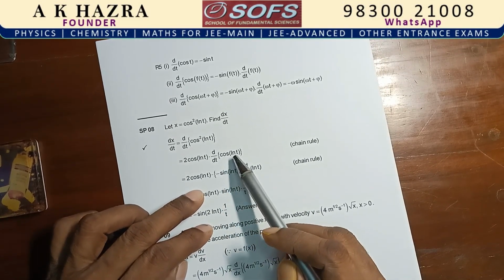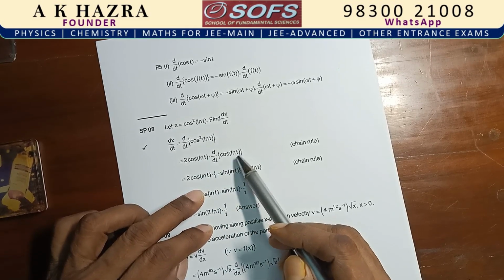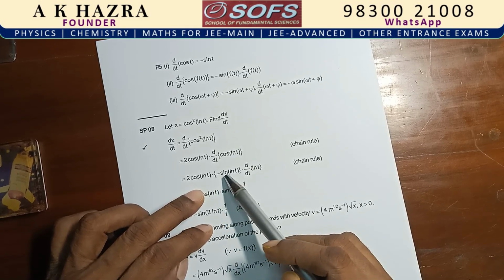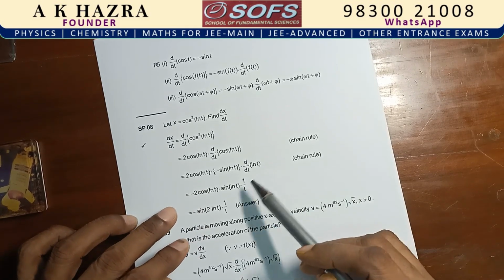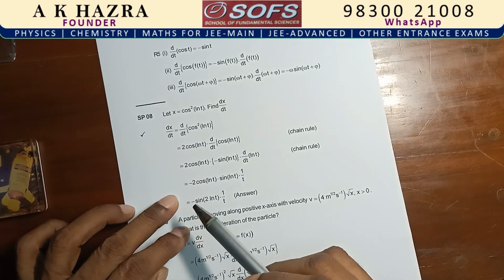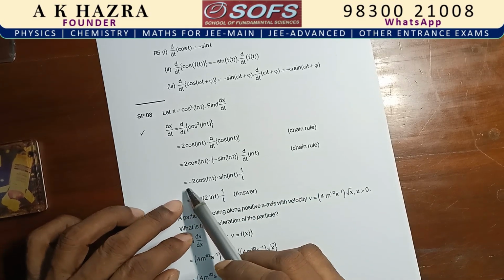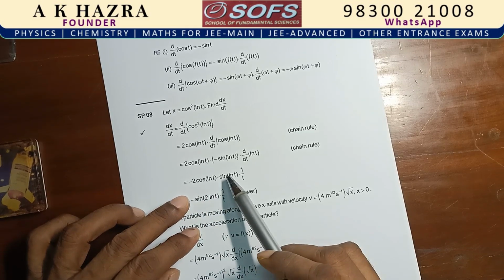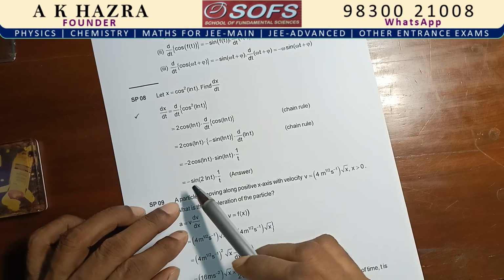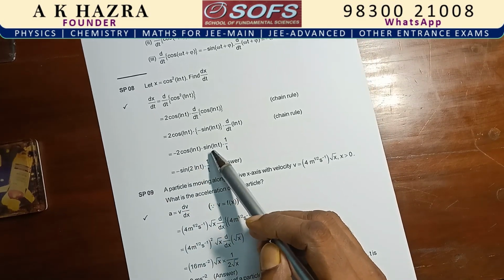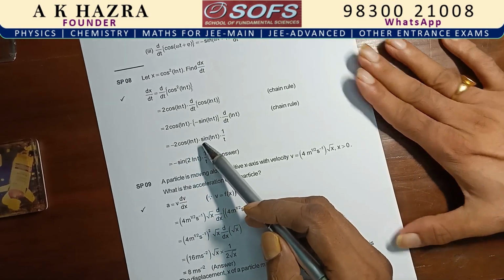Again, consider ln t is equal to z. So d/dz of cos z is the standard result minus sin z. So minus sin ln t into d/dt of z, so d/dt of ln t. Also chain rule, or it is called successive differentiation. You see our short videos for successive differentiation. So minus 2 cos ln t sin ln t, and d/dt of ln t is the standard result 1 by t. Now we know 2 sin ln t cos ln t is equal to sin 2 ln t. We know 2 sin x cos x is equal to sin 2x.